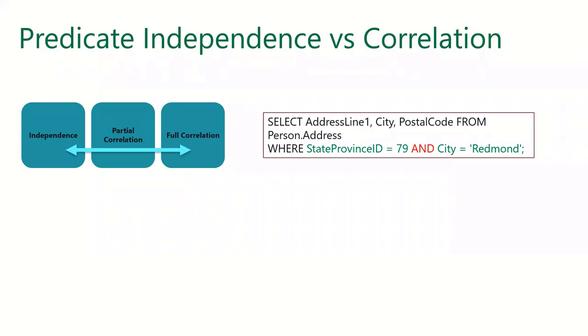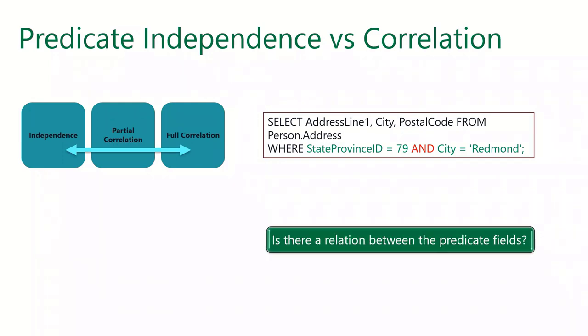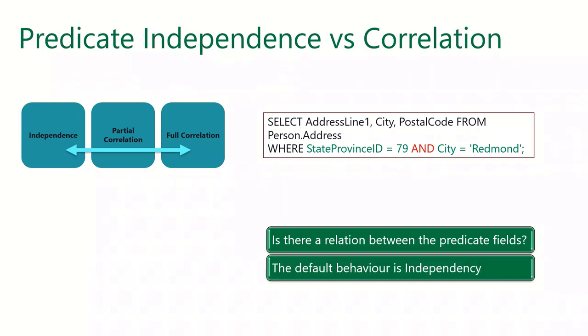Predicate independence versus correlation. We have a query with two predicates linked with an AND. Is the data on these fields independent, one independent of another, or are they correlated? In this example, one has the ID of the province and the other has the city. They are correlated. But by default, the cardinality estimator uses the independence method. It makes the calculation of the estimates using the independence method by default. So for queries where the predicates are correlated, it will not give us a good result. So the CE feedback can identify these automatically and provide the feedback, a hint for the query to change this calculation. So the default behavior in this case is independence and it can be changed.